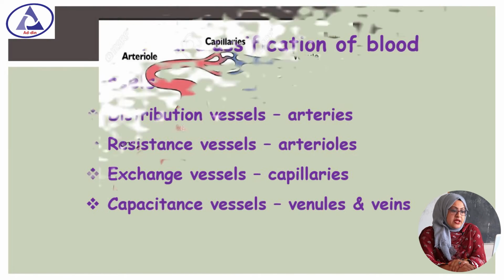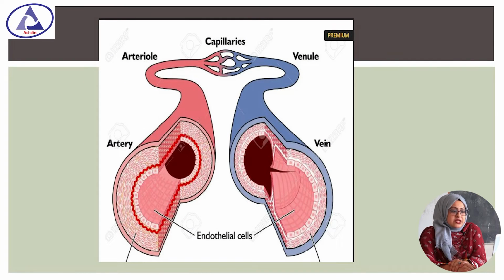This is the picture showing the artery, which then divides to form an arteriole, which is a smaller version of the artery. Then the arterioles open into the capillaries, then many capillaries combine to form the venules, and finally many venules combine to form the veins.